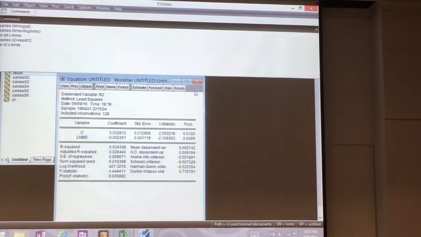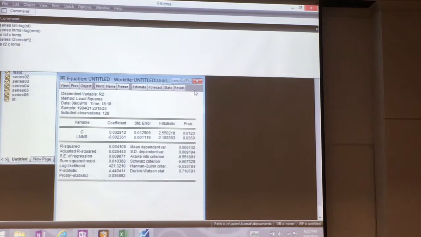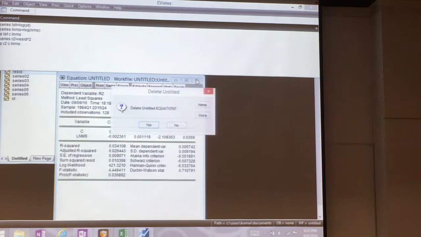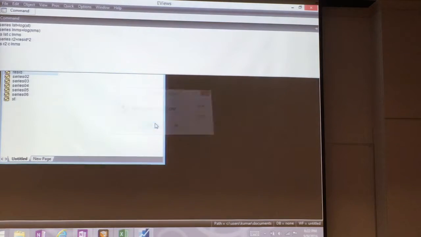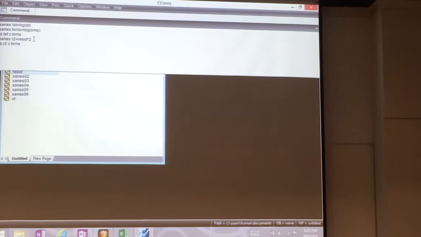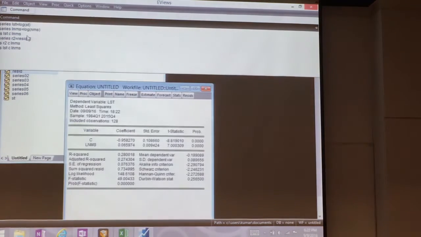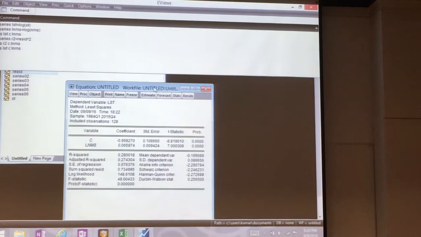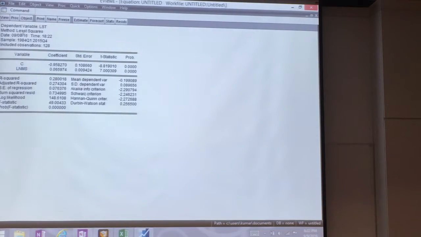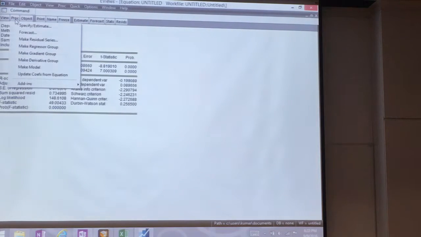One more test, which is the White test. Okay, White test. How would we do the White test? We go to residual diagnostics. So for the White test, we need this regression to be done. Okay, so from here we go to residual diagnostics.